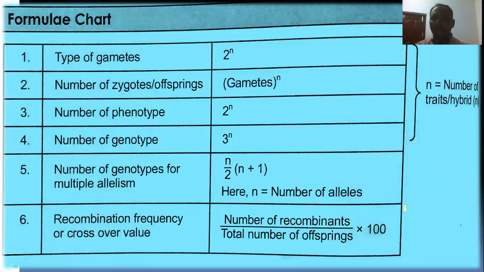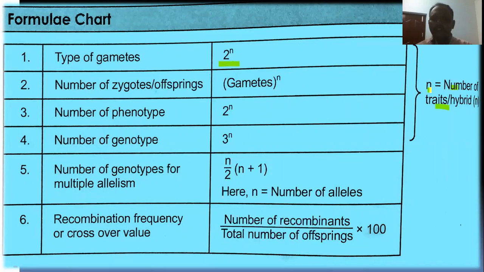And a very important slide I have given here. This is a formula chart. In the coming videos we are going to discuss some genetic problems, and this formula is very important. For any hybridization experiment, to calculate the types of gametes, what formula are we using? 2 power n, where n is the number of traits or hybrids. If we are using only one trait, how many gametes will we get? Only two types of gametes.